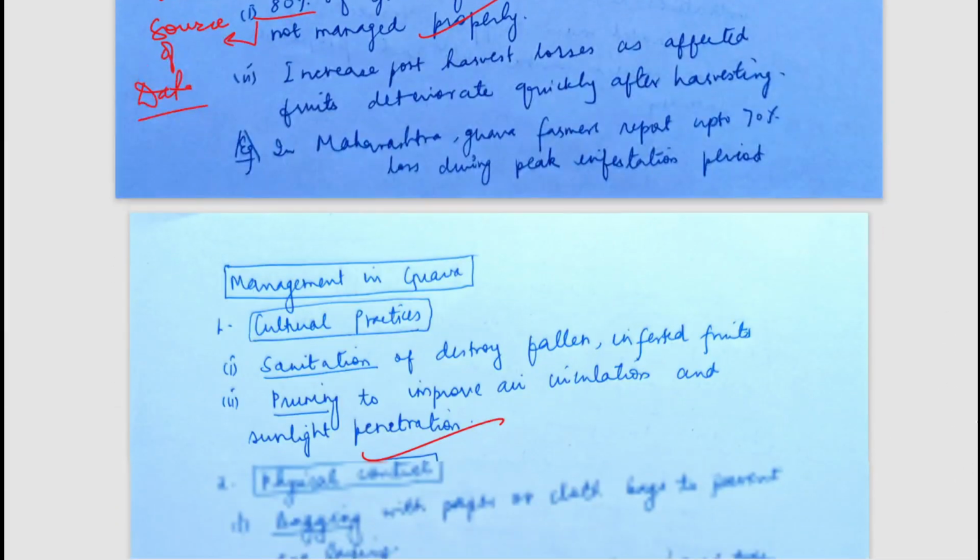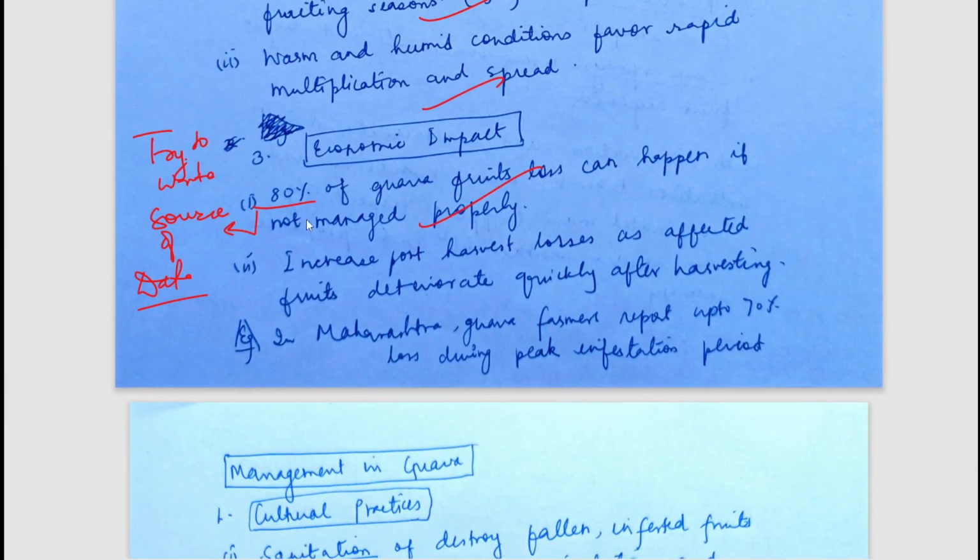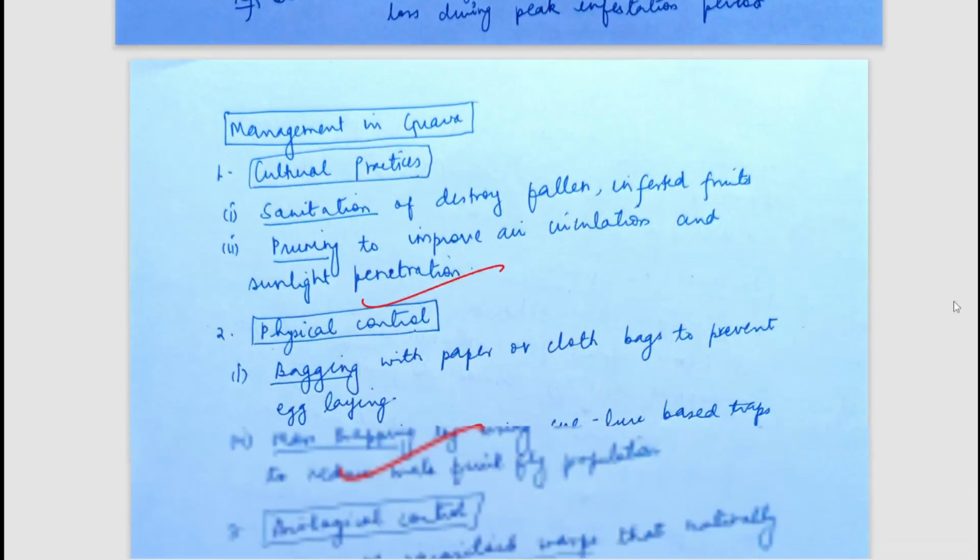Economic impacts have been mentioned, and you can see here some data are mentioned. For example, 80% of loss. So as I always tell you in every answer writing video, whenever you are using certain kinds of data, if you remember the source of the data, try to write it. If the source is written, the data looks more genuine and you get good marks. That is why I always give a plus on it.